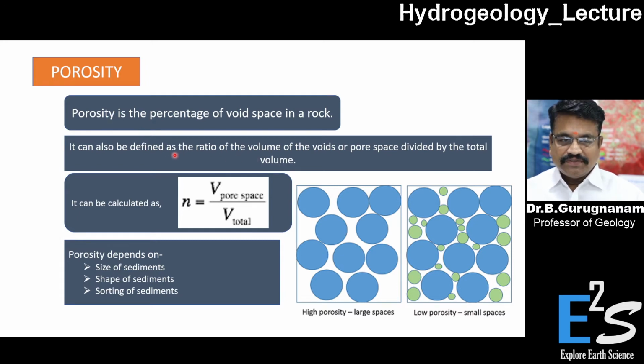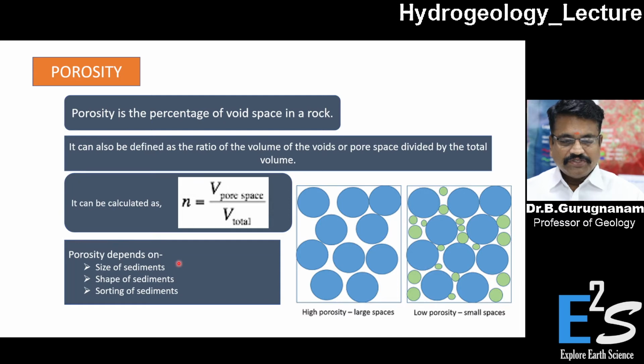This is normally defined with respect to the ratio of the volume of open spaces to the total volume of the rock. This is the exact definition. This also can be defined as the ratio of the volume of the voids, or the open spaces, or pore spaces, divided by the total volume. So this is the formula for porosity, always represented as eta equals V pore spaces to V total.